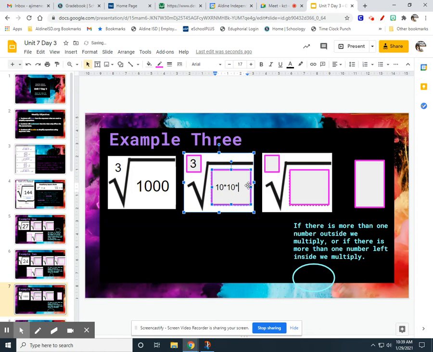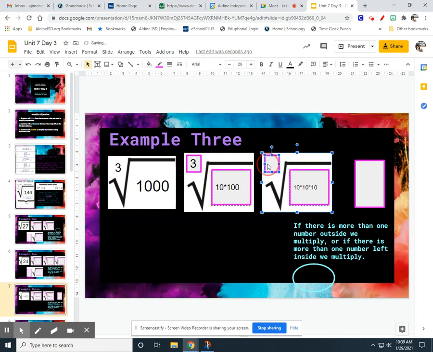Oh no, it was 10 times 100, right? All right, and then 10 times 10 times 10. We have a 3. And then we can break this up. Anytime a number ends in 0, you might likely be able to divide it by 10 or by 5.